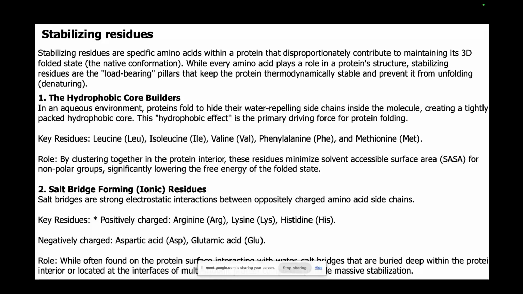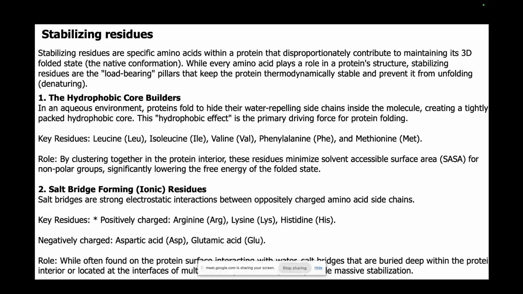Some amino acids will have more specific functions in terms of binding to other targets or other proteins, but some amino acids are there just to act as pillars for the whole folded 3D protein state. So you have a few different categories of amino acid residues here. First is the hydrophobic core. We have discussed hydrophobicity in great detail in earlier classes.